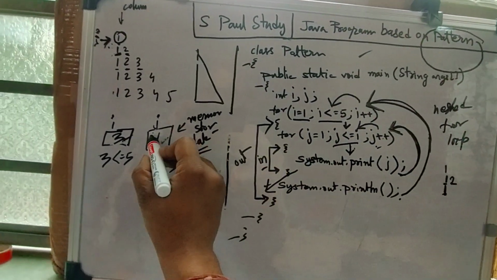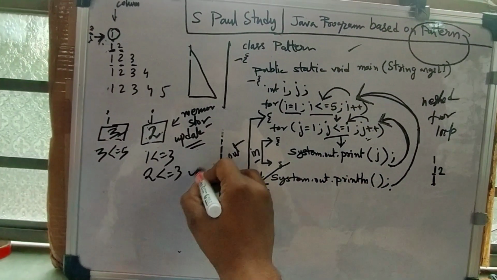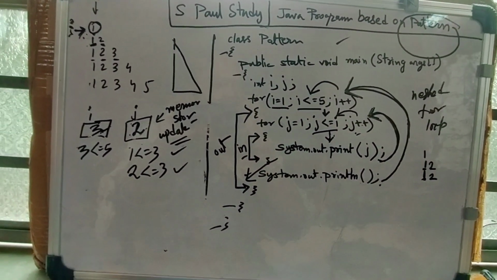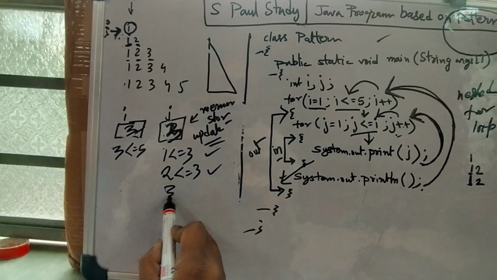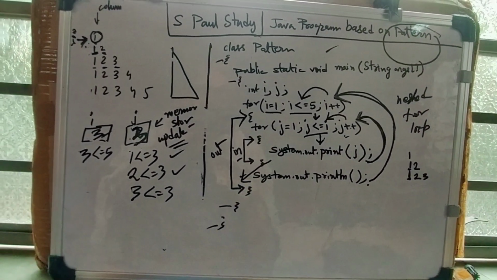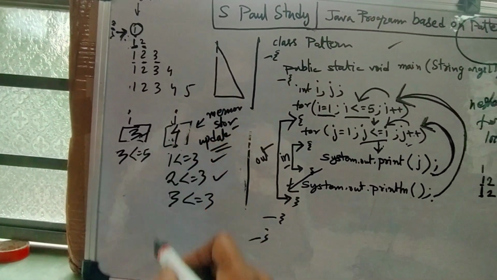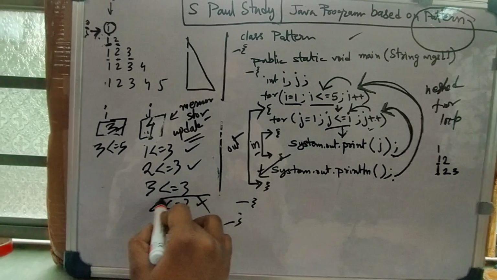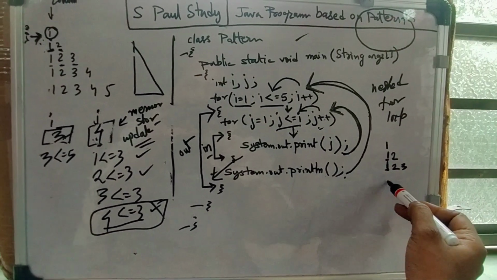Again the value of j increases by 1, that is 2, and then the condition checks 2 less than or equal to 3, okay, fine, correct. Then it comes down and prints the value of j, that is 2. Again it increases by 1, that is 3. 3 less than or equal to 3, fine, comes down, prints 3. Again j increases to 4. 4 less than or equal to 3? Is it correct? No. The condition doesn't match, hence the loop ends and it comes to the next line.